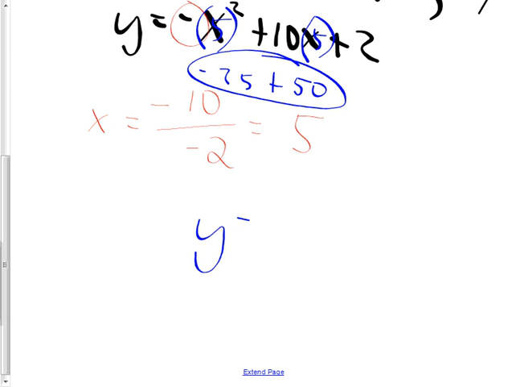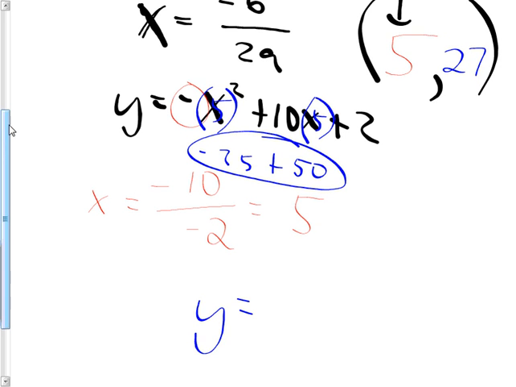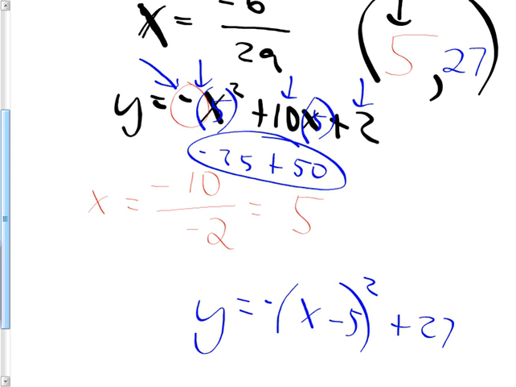The final answer is y equals, and instead of a, I know what a is. A is right here. It's negative 1, or just negative, because look at, that's a, that's b, and that's c, right? Remember that? So a is negative 1, so I know it's negative. And then I have x, and then this next part is minus whatever the x is, which is 5. And then squared, and then plus 27. Why isn't this positive 5 and positive 27? The thing on the inside is always opposite of what you would think. So would anybody have gotten that one right?